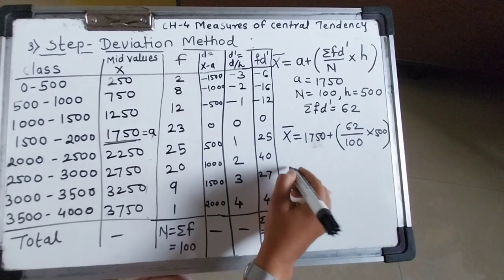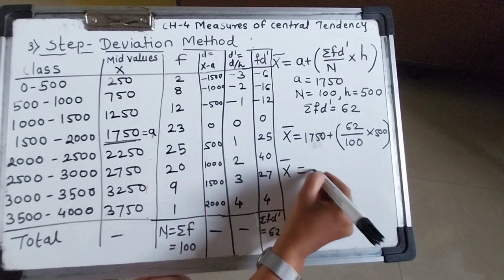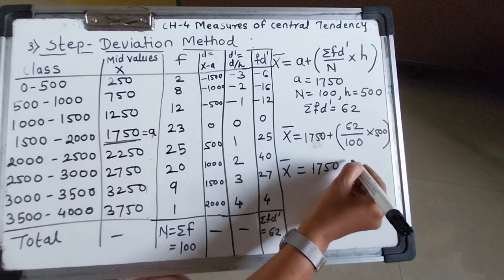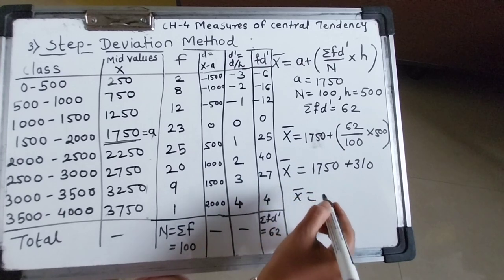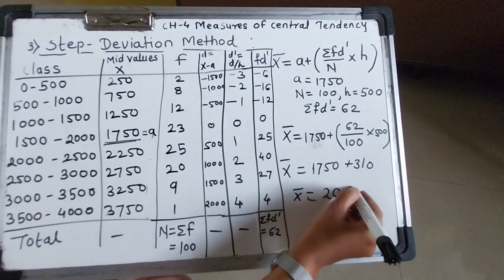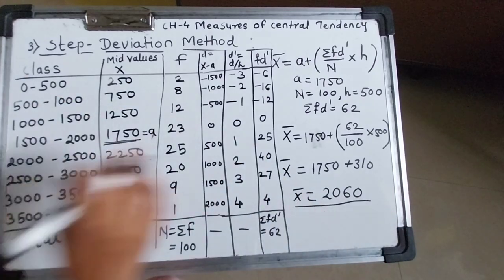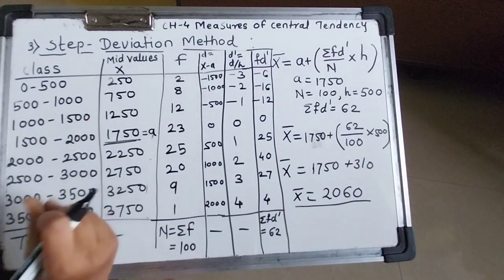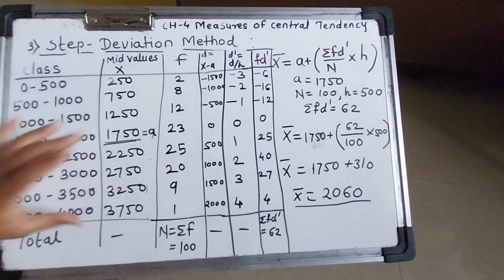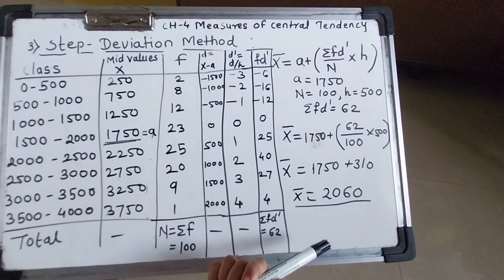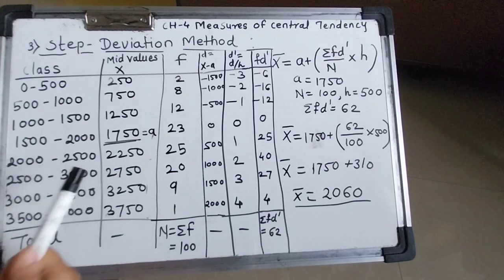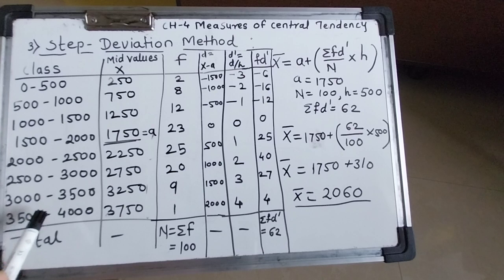Okay, after the calculation we get 1750 plus 310. X bar is equal to 2060, the mean. Put all the values in the calculator and find out the X bar. Mean means the middle of this data. See, 2060 is the middle of this data. So the mean is 2060. By the deviation method, we use the deviation method for continuous classes. If classes are given, we use the deviation method.